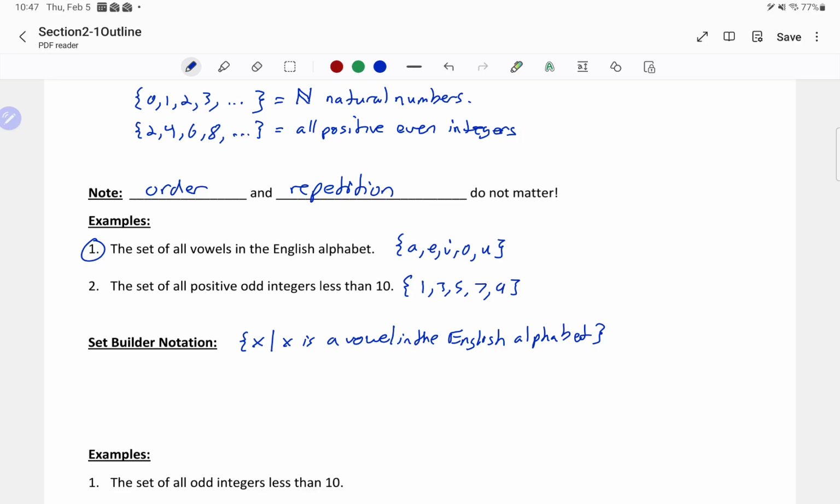Okay? So the basic way we do this is, okay, we've got a variable. We've got this bar that's always read "such that." And then over here we have a description.